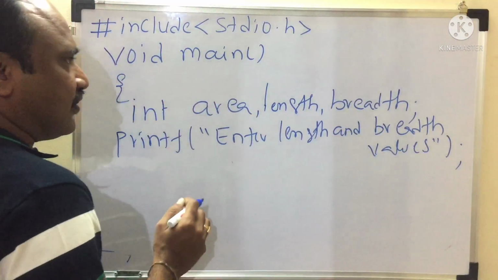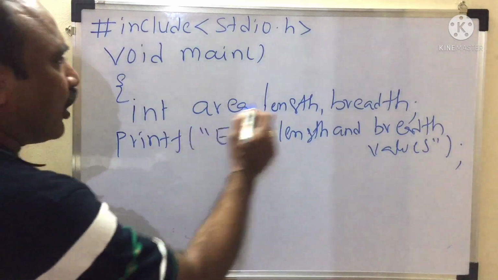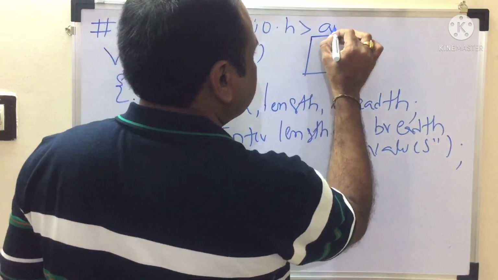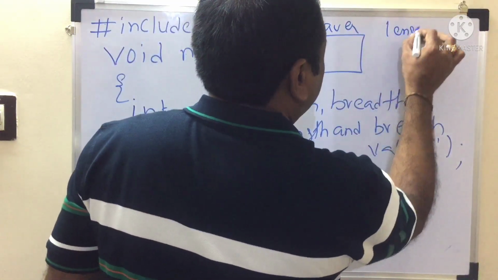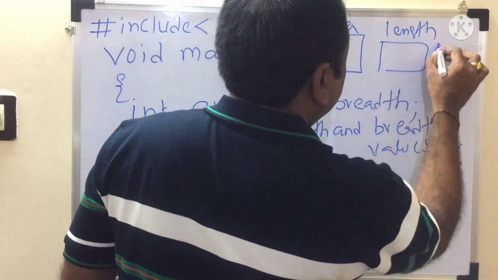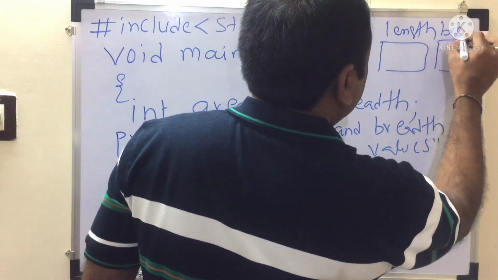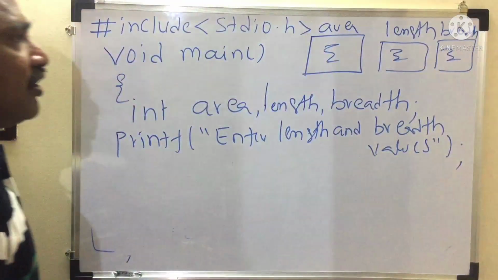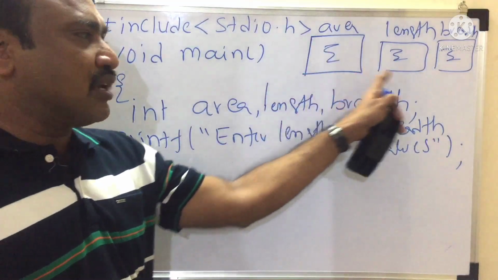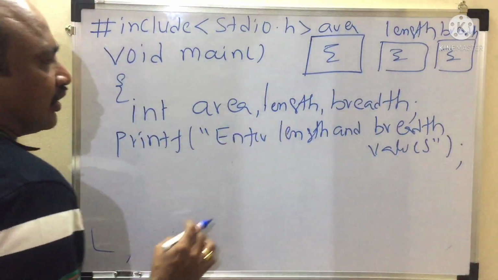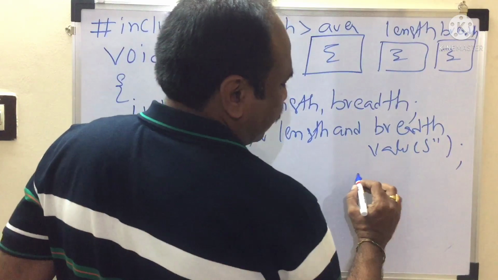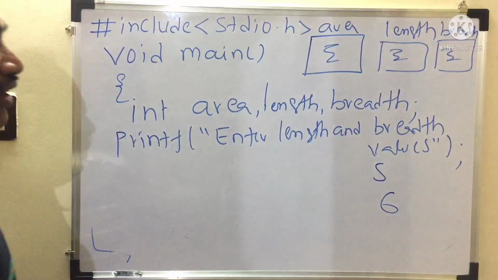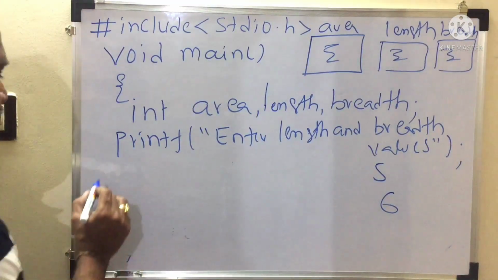Just as in the previous example, we are using three variables. For the three variables, computer memory will be created like this: this is the area variable, this is the length variable, this is the breadth variable. Initially we did not store any data, so unknown garbage values will be stored. Everyone has some address also. I enter the length and breadth values: 5 space 6, or 5 enter 6. Length value 5 and breadth value 6.